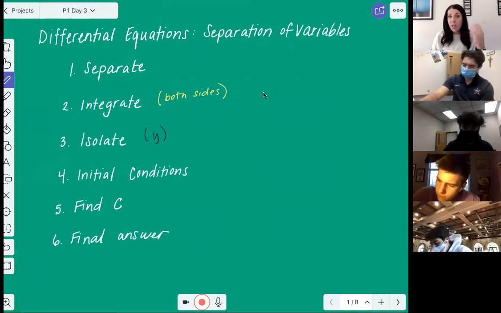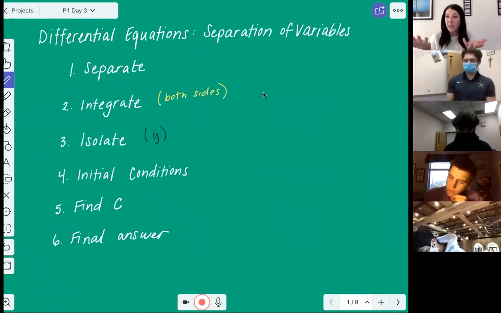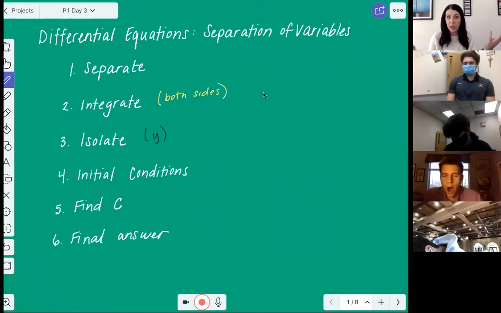Sometimes that step 2 is worth 2 separate points on the AP exam, depending on the difficulty of each of those integrals. Sometimes it's worth 1 point, like did you integrate the whole thing? Now here's the deal. Here's where this really sucks.